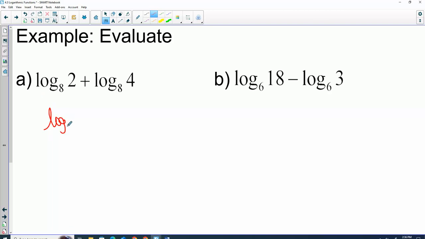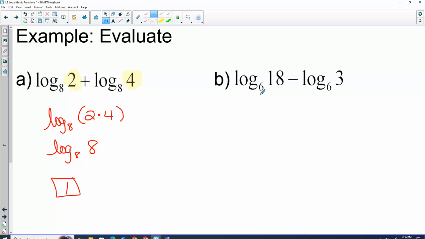If you didn't know that, if these logs are added, is there a way to combine them into 1? Yeah, if you want to put them into 1, we take these arguments and do what with them? Multiply. So that's log base 8 of 8. So 8 to what power equals 8? 1.